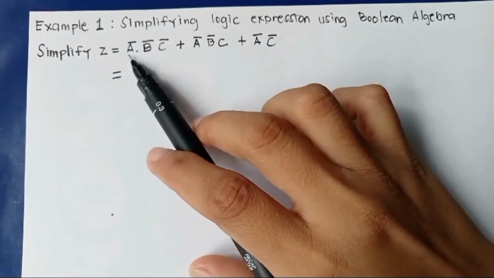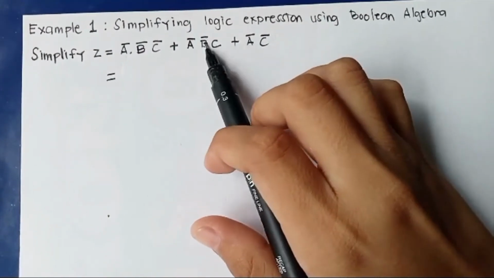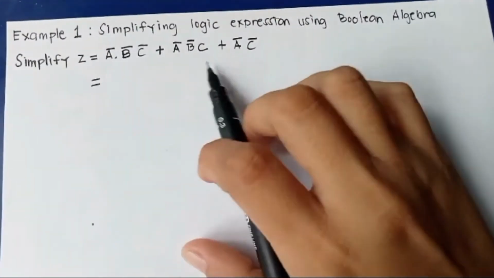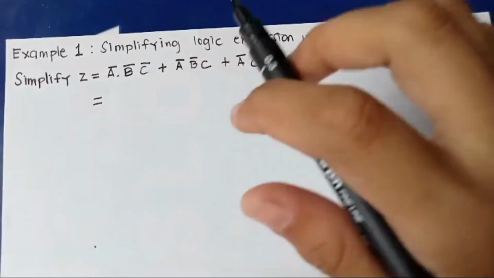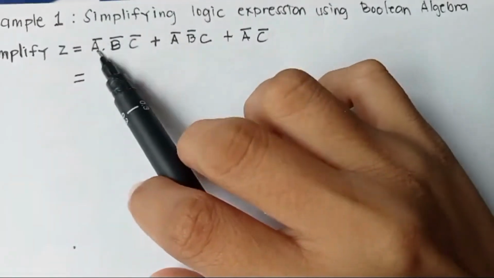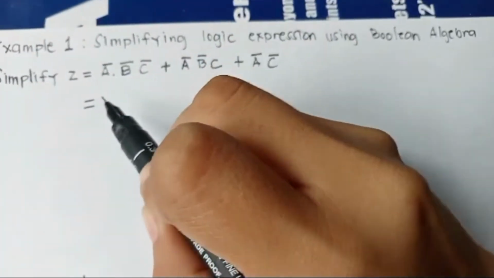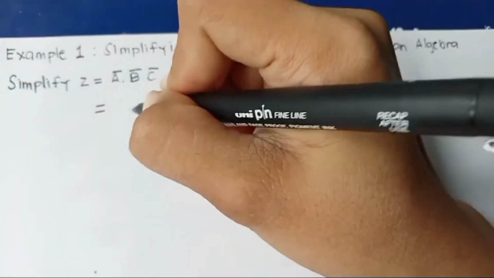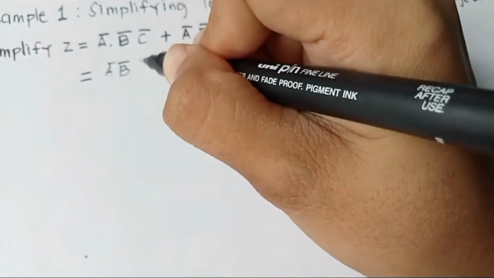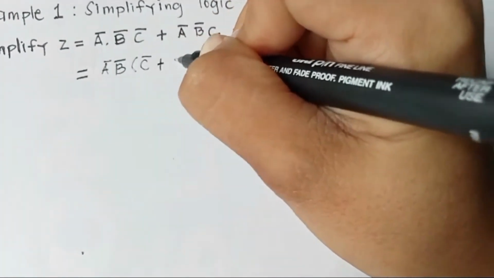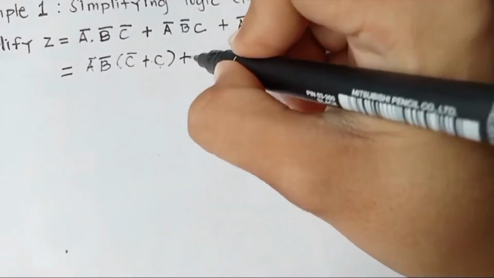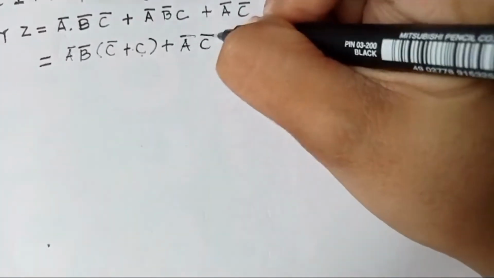Simplify Z equals A bar B bar C bar plus A bar B bar C plus A bar C bar. First step to simplify this expression is to identify the common terms. So we can see that A bar B bar is common in the first term and the second. So let's write it down: A bar B bar times (C bar plus C), plus A bar C bar.